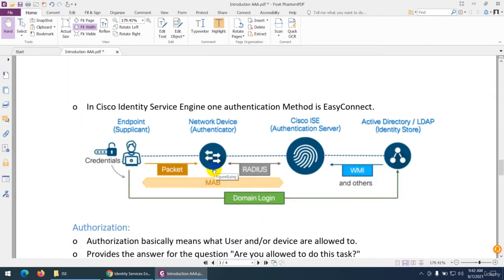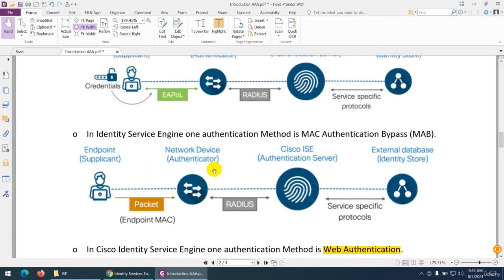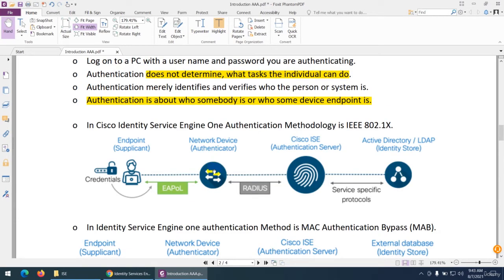And one of the authentication methods is ISE Connect. It's almost like MAB authentication, but it uses the Active Directory username and password to get the details of the system. It means this method is only for when your device is already joined to Active Directory. So we can use ISE Connect as well. Later in the course, we will cover all these practically: ISE Connect, web authentication, and 802.1X. So these are the few authentication methods in Cisco ISE.